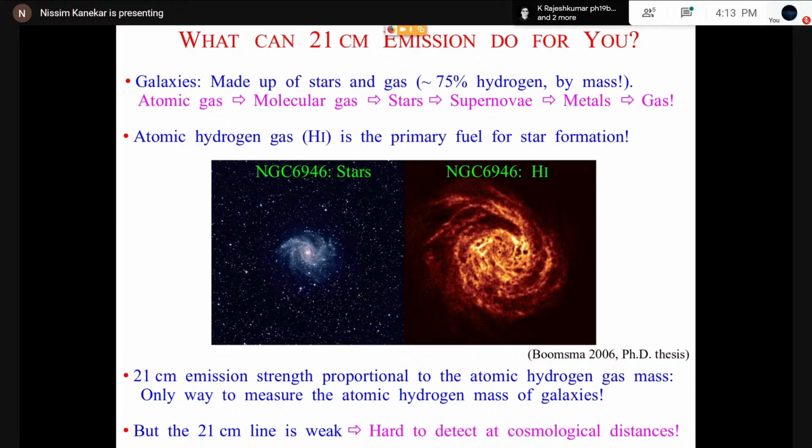And this means that this line is very hard to detect as the galaxy is further and further away from us, and especially hard to detect at cosmological distances. So at redshifts larger than, say, 0.2 or so, it's extremely hard to detect the 21 centimeter line. In fact, the highest redshift at which a single galaxy has been detected today is 0.376, and that's one galaxy. There are a few more galaxies at redshifts of 0.25 or so. Very, very hard to detect this line at cosmological distances from normal galaxies. So that's what 21 centimeter emission can do for you.